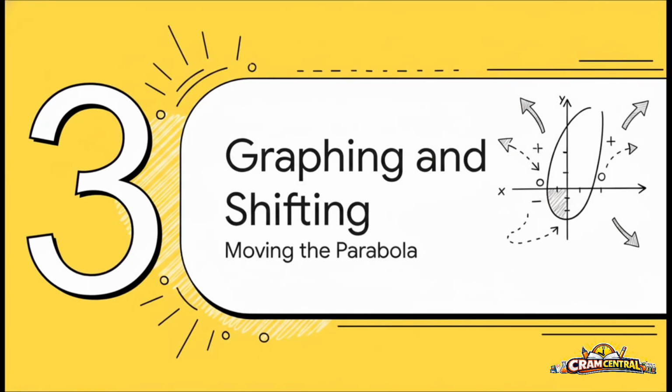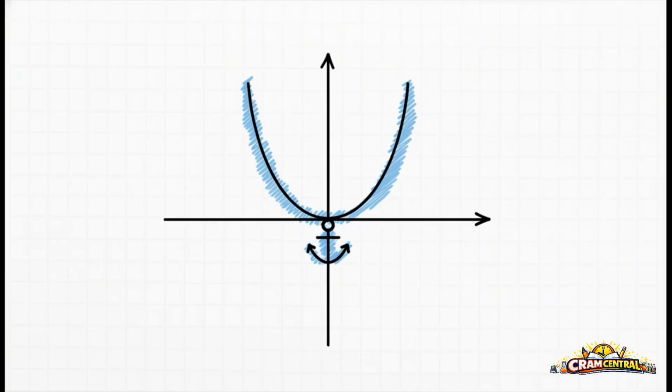All right, section 3. Let's look at some graphing and shifting examples to see how we actually move this parabola around. We're going to start with our anchor. This is the most basic, foundational quadratic graph in existence. y equals x squared.